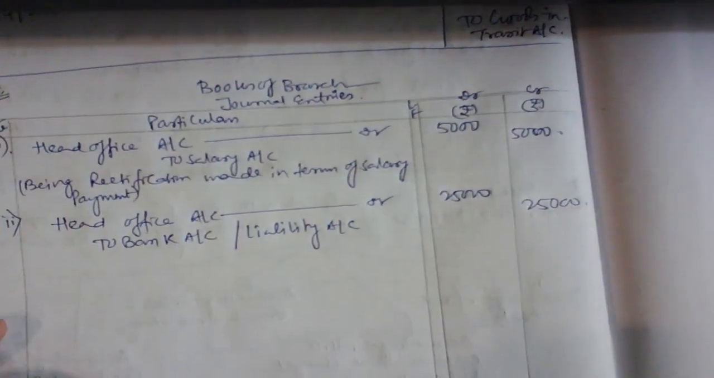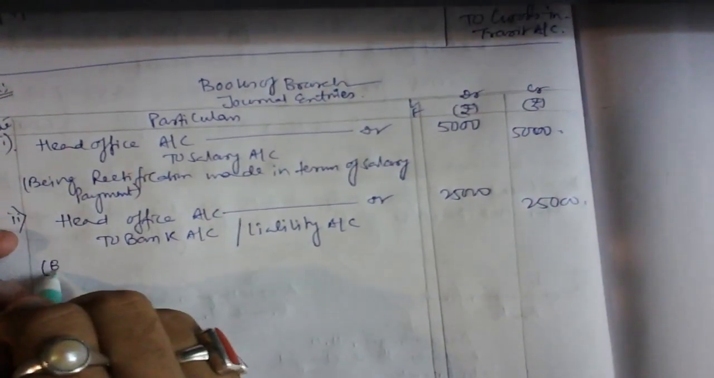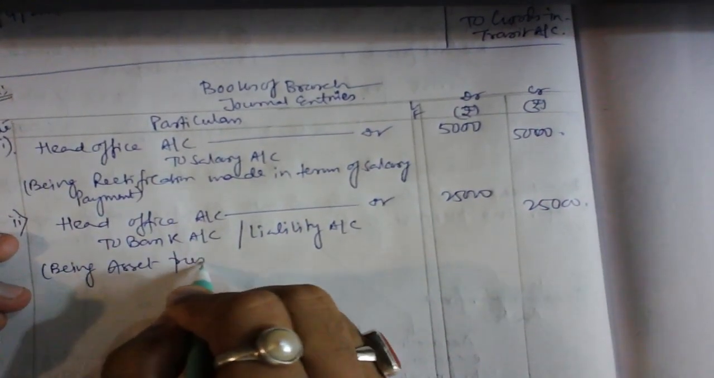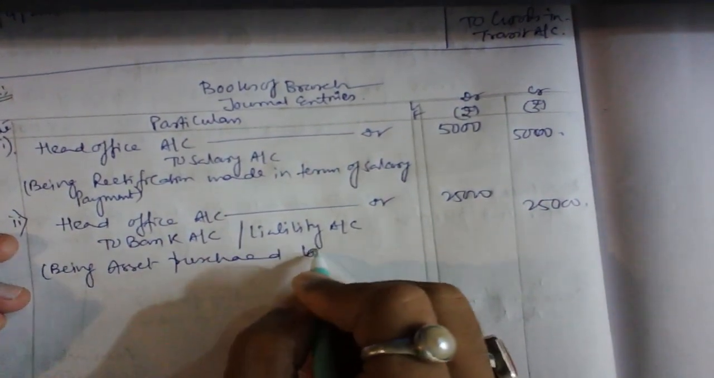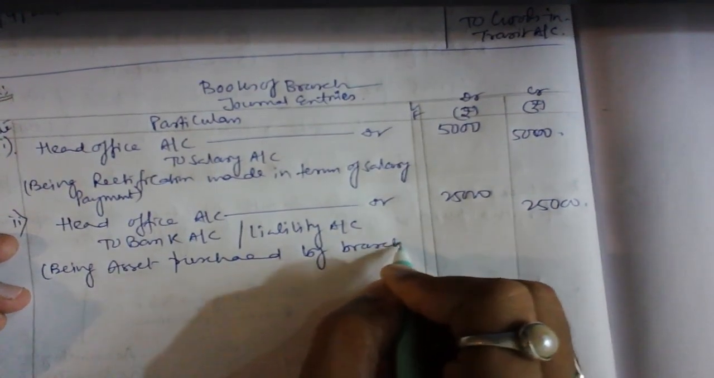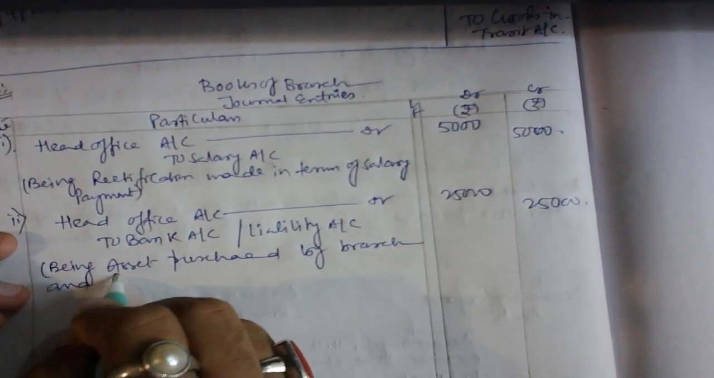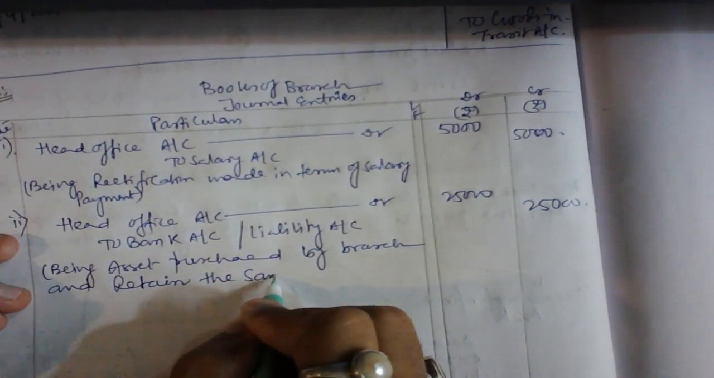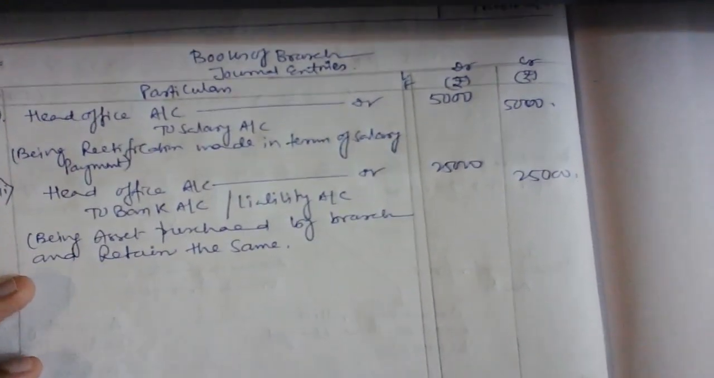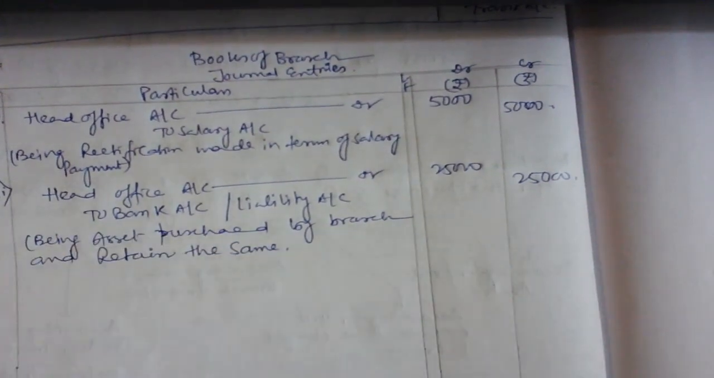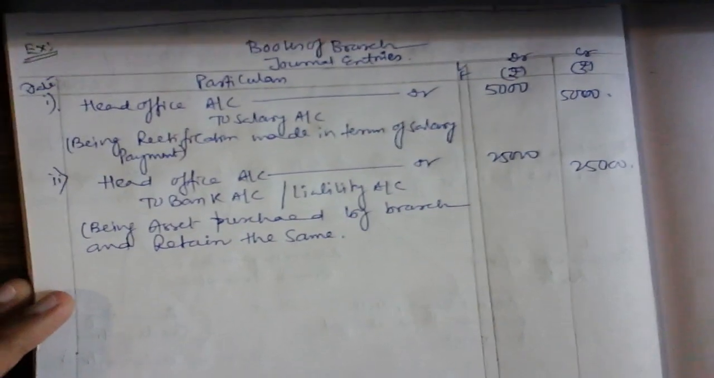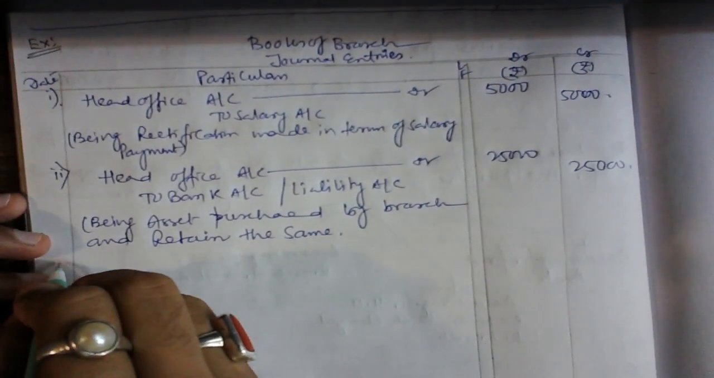Narration should form part of your answer. Remember, being asset purchased by the branch and written the same. Okay, being asset purchased by branch and written the same. That is the actual journal. So now two is completed, now three.